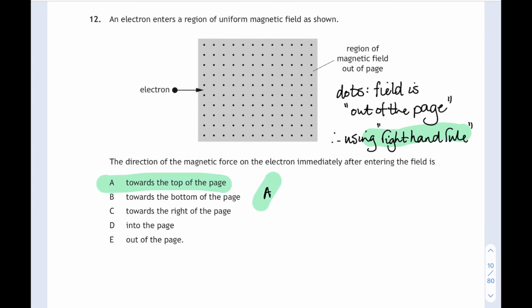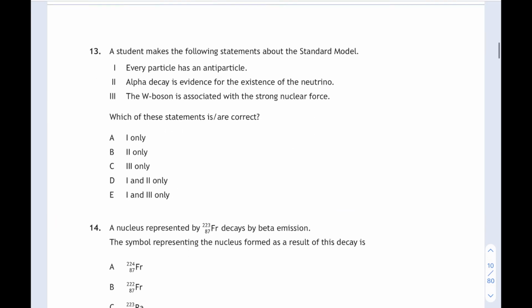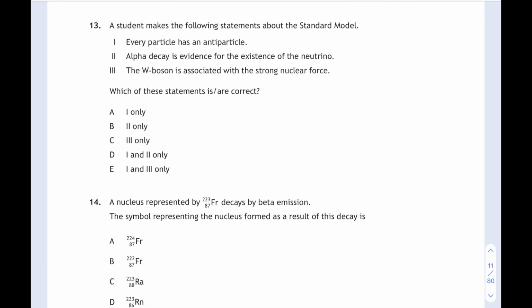Question 13 is about the Standard Model. Okay, triple statement question. Not very sure about that first one. Every particle has an antiparticle. Alpha decay is evidence for neutrinos. No, it's beta decay that was the first evidence for neutrinos.